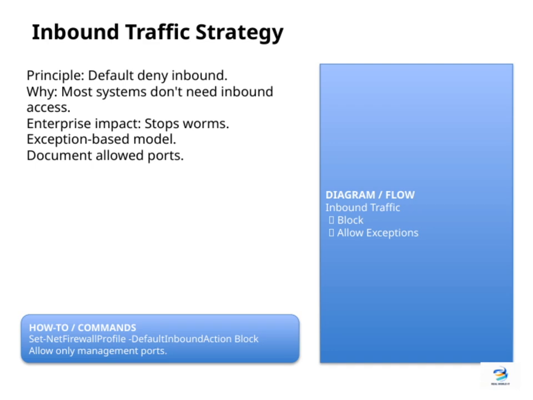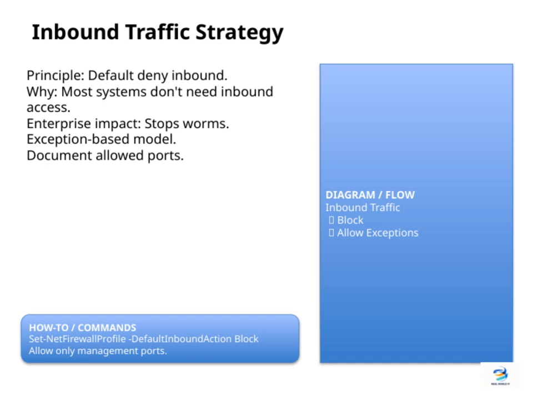The diagram illustrates a simple flow: inbound traffic, which can either be blocked or allowed based on exceptions. When we talk about blocking, we're essentially telling the firewall to deny any inbound connections by default. However, we also have the flexibility to allow certain exceptions, like management ports, which are necessary for administrative access.